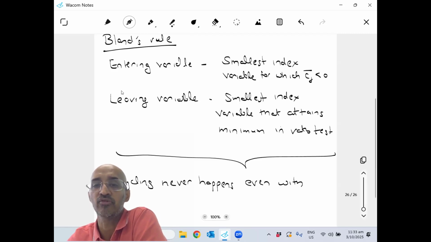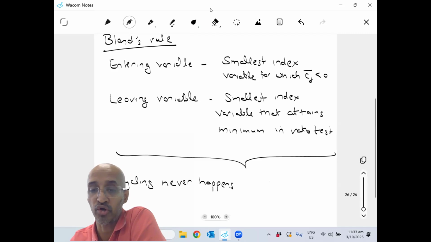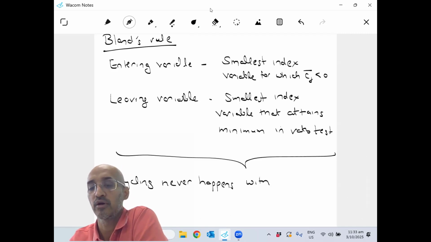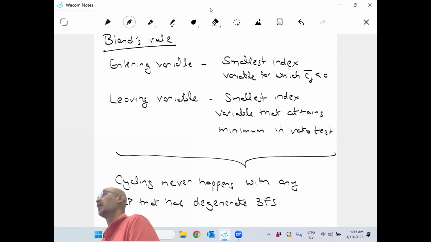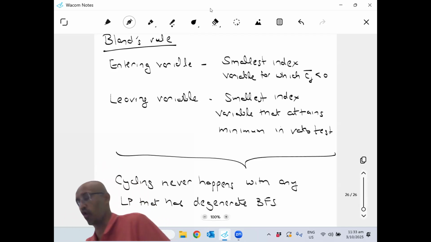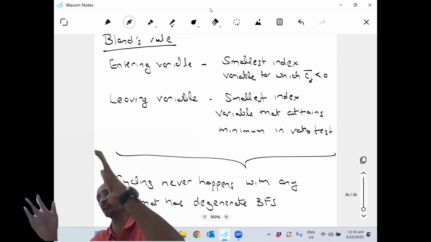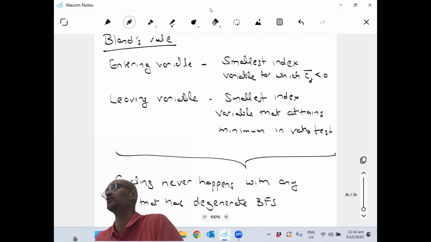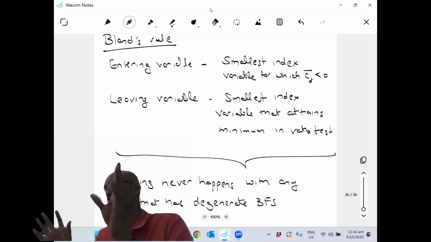Cycling never happens with degenerate LPs under these rules. It will never happen anyway with non-degenerate ones. Cycling never happens with any LP that has a degenerate basic feasible solution. And so what this means is simplex will converge in finite time even for degenerate LPs. Previously we spoke about simplex converging in finite time for non-degenerate LPs, where every basic feasible solution is non-degenerate. If you have degeneracy, you have to be more careful with your entering and exiting variables. You need some rules, you need more careful analysis.